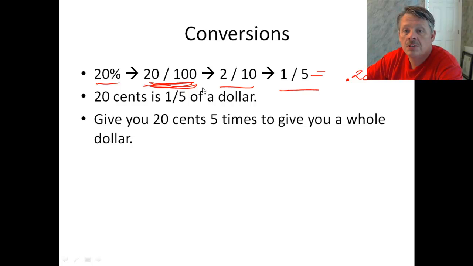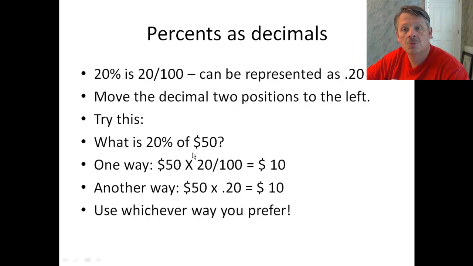So 20 cents is a fifth of a dollar. All right. And of course, if I gave you 20 cents 5 times, you'd have a whole dollar. All right. So per cent, 100% of something is the whole thing. If you're under that, then 20%, 30%, 40%, it's less than a whole. And if it's over 100, if it's 150%, that's more than 1.